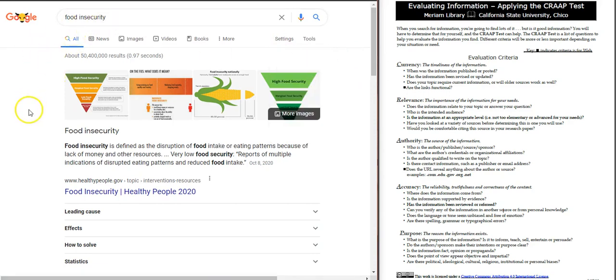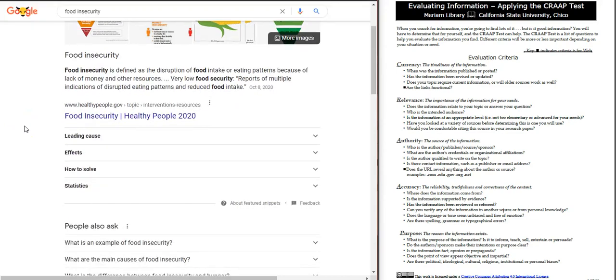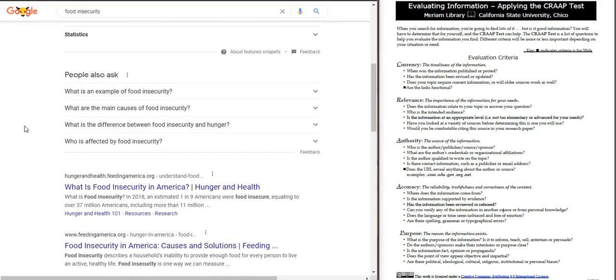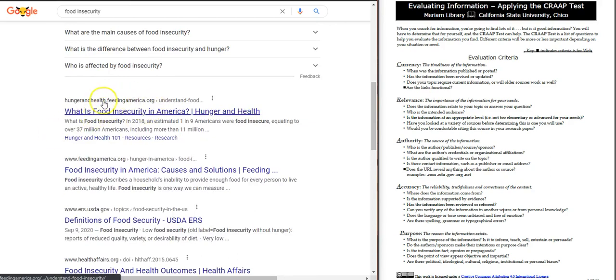All right, so food insecurity. As we just scroll, we have some related questions, and then we have a listing of websites. So usually the first thing that we are looking at when we're trying to evaluate, like, is this something that I want to take a look at further, is looking at the title, a little bit about this resource, and then you can also glance at that URL that's above it.